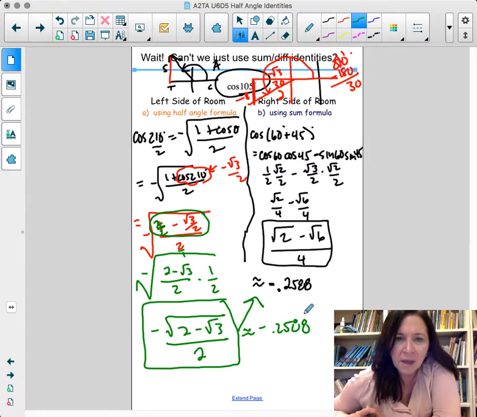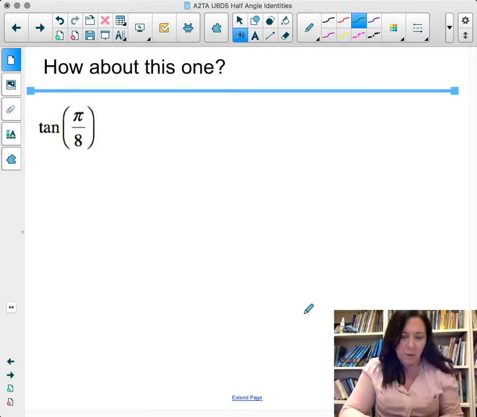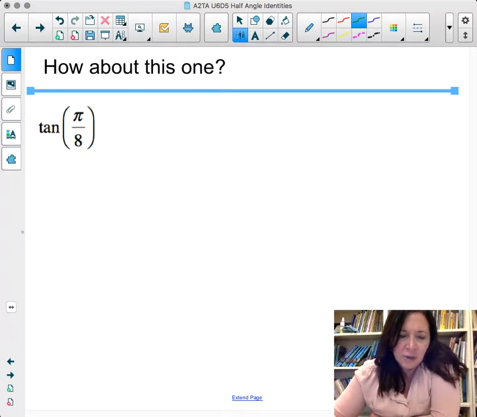And so just keep that in mind, what you're doing here as far as this problem. I'm trying to think if there was anything else. Okay, that was it. Let's see what the next one is, we have one more problem. So tangent of pi over 8. For this problem, I'm trying to find tangent of pi over 8.